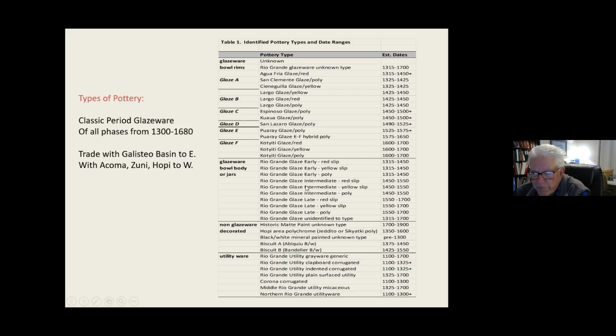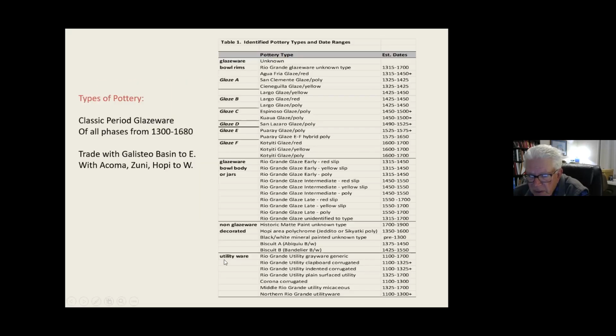We have jars, but most of the glazewares actually were in bulk form. We also have a few, but not many, pieces of pottery that came from other areas. There's some Hopi area polychrome, Jedito or Sikyatki. There's some black and white mineral painted stuff that we don't know where it came from. And we have Biscuit A and Biscuit B from the Pajarito Plateau. If you go up there and visit Bandelier Monument, that's where they were making that stuff.